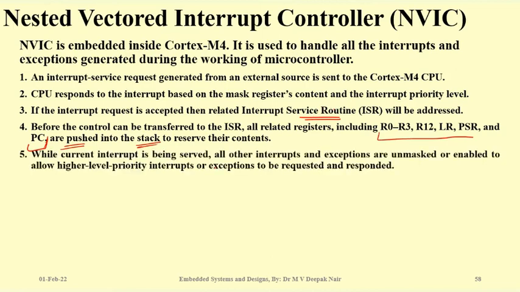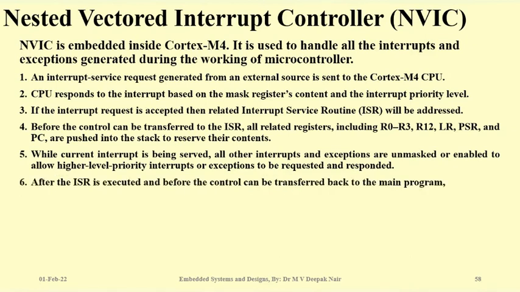Okay, and while serving an interrupt, if it is serving this ISR, it will disable the rest of the interrupts which are of lower priority, and it will address only those interrupts which have higher priority than the current interrupt. Otherwise, it will not listen to the lower interrupts. So it will mask and unmask, or enable and disable, higher or lower priority interrupts depending on the priority of the current interrupt.